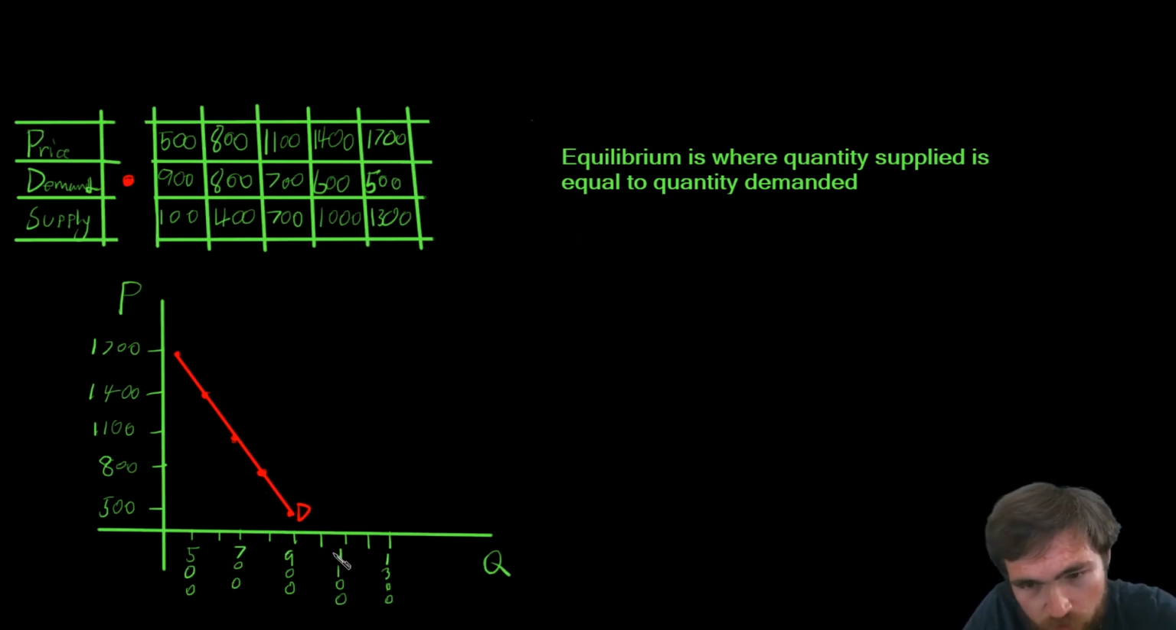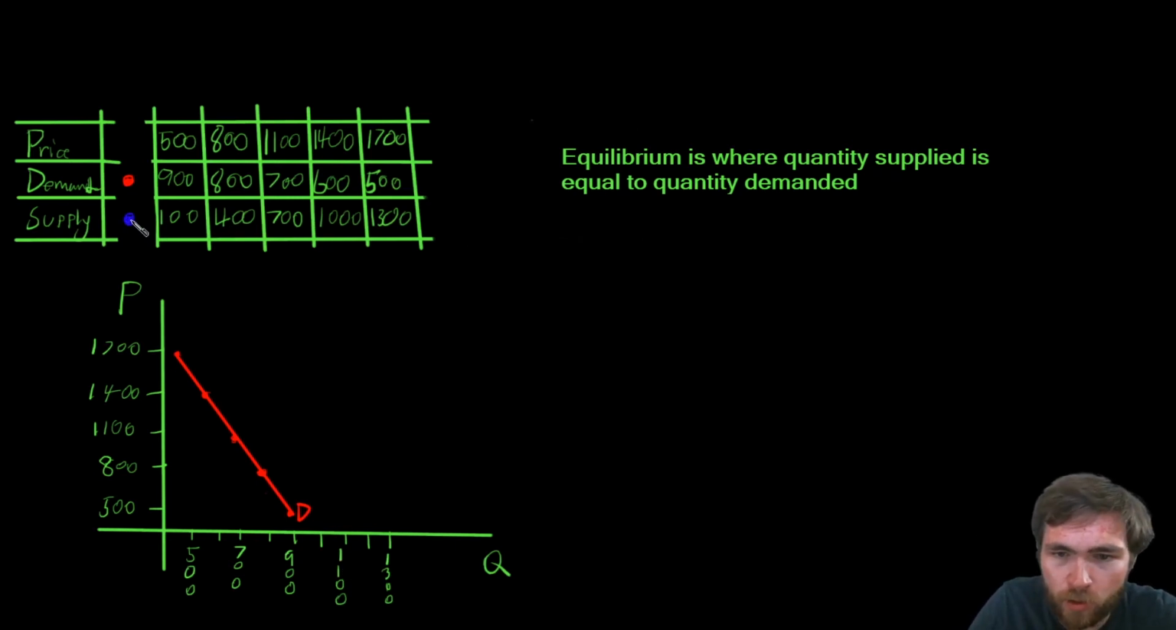Now let's draw the supply curve in blue. With our supply curve, at a price of 500, only 100 units are supplied. That's off the edge of the graph, so I'm not going to draw that here. But at a price of 800, the suppliers would supply 400 units. So let's just put that in somewhere right to the left of 500.